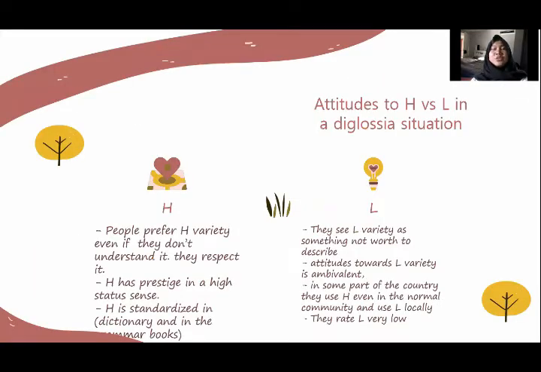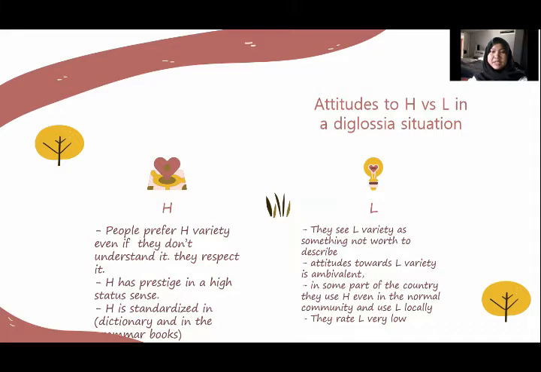For the next is attitudes to H versus L in a diglossia situation. For the H, people prefer H variety even if they don't understand it, they respect it. H has prestige in a high status sense, and H is standardized in dictionaries and in grammar books. And for the L, they see L variety as something not worth describing. Attitudes toward L variety are ambivalent, but people in some parts of Switzerland admire using L code and use it all the time with strangers.